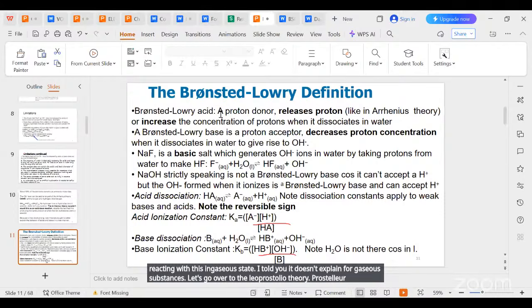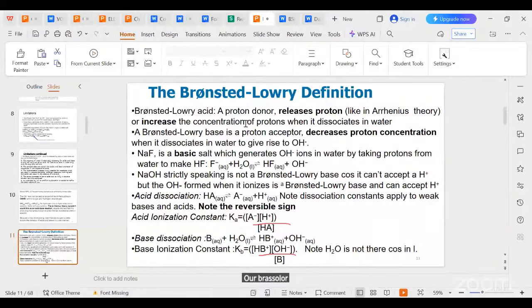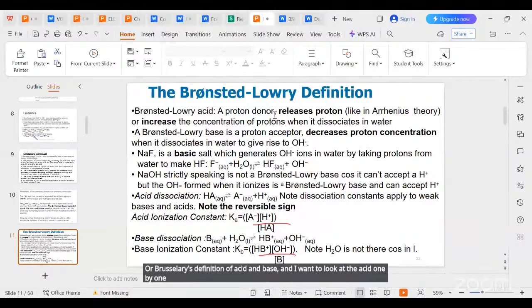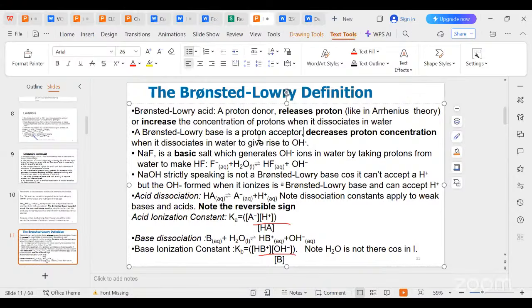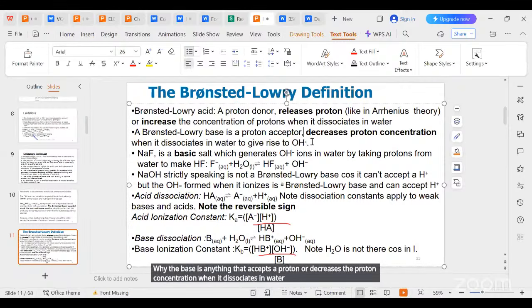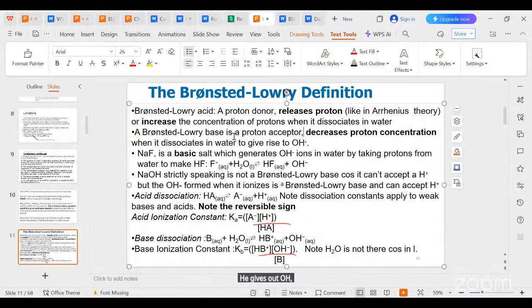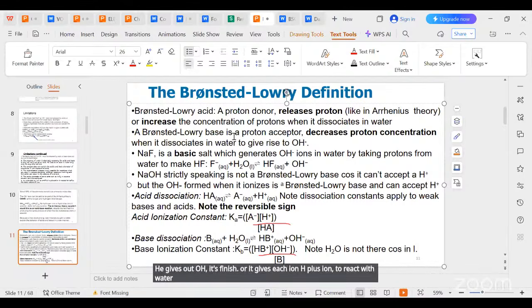The Bronsted-Lowry definition of acid and base. Now, I want to look at them one by one. An acid is a proton donor. Once it releases a proton, it is an acid, just like in the Lewis theory. While a base is anything that accepts a proton, or decreases the proton concentration when it dissociates in water to give the OH. So this is the definition. It's slightly more detailed than the Arrhenius theory. The Arrhenius theory says it gives out OH, finish, or it gives H plus ion to react with water. But this one goes a little more detailed.